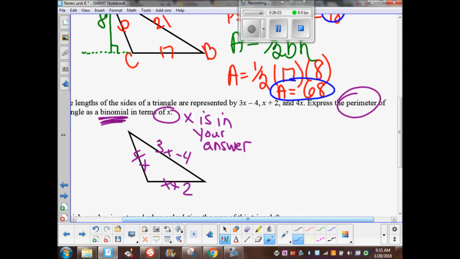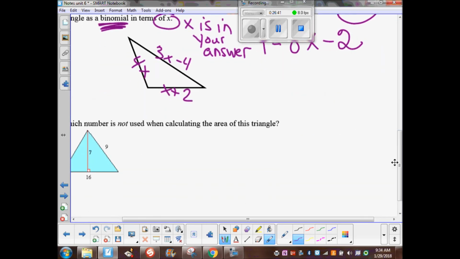Perimeter. We're adding up all the sides. 3x plus 4 plus x plus 2 plus 4x. Who thinks they know what the perimeter is? Caitlin. Awesome. 8x minus 2. 3x plus 4x plus 1x is 8x. Negative 4 plus 2 is negative 2. Combining like terms. That's all it is. That's one.